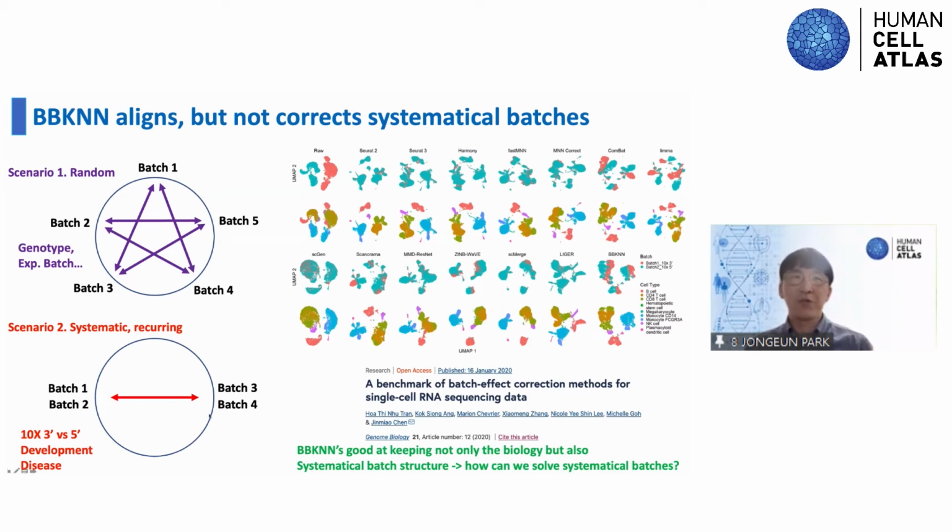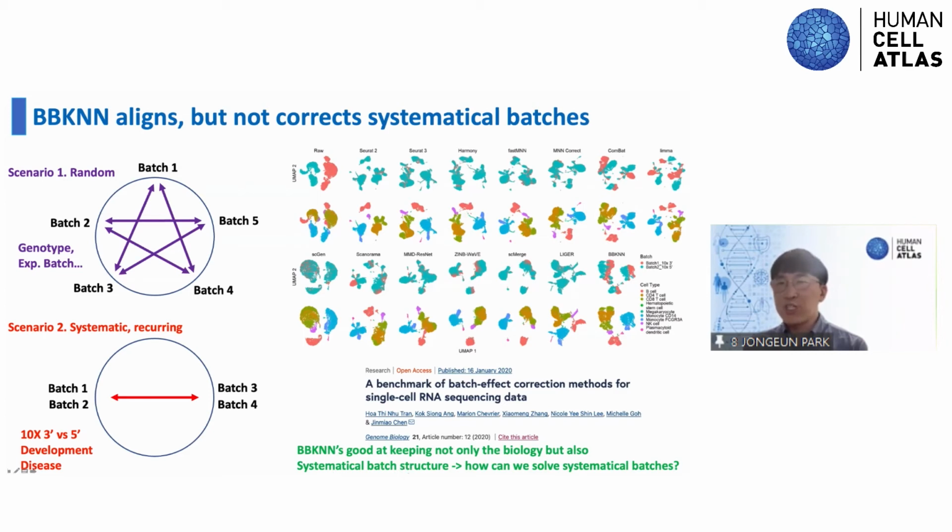And actually what will happen is they will be aligned, but they will be located in parallel to each other. So BBKNN aligns, but does not correct for these systematic batches. And if you see this batch effect benchmarking paper, this is the totally expected behavior of BBKNN, where you have 2 different single cell techniques that are separated, but parallelly aligned. So the same cell types are located near to each other. So we know that BBKNN is good at keeping the biology, but also it keeps a systematic batch structure.